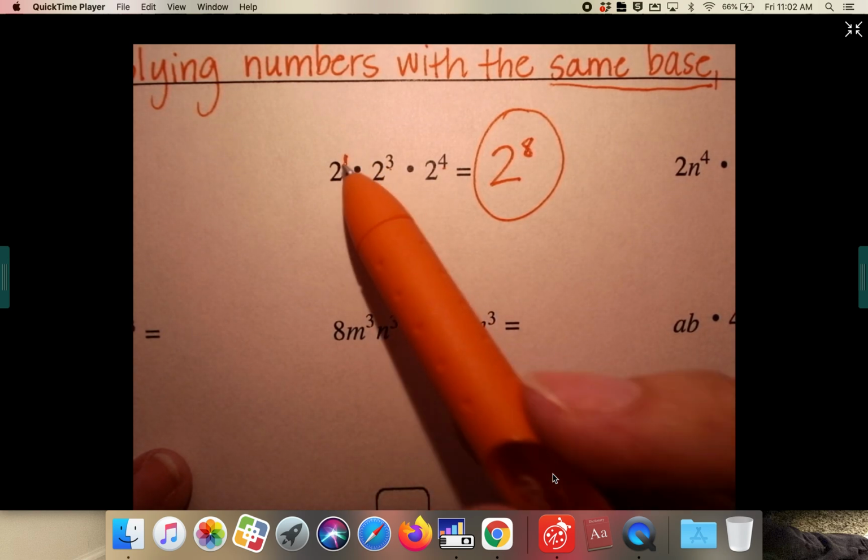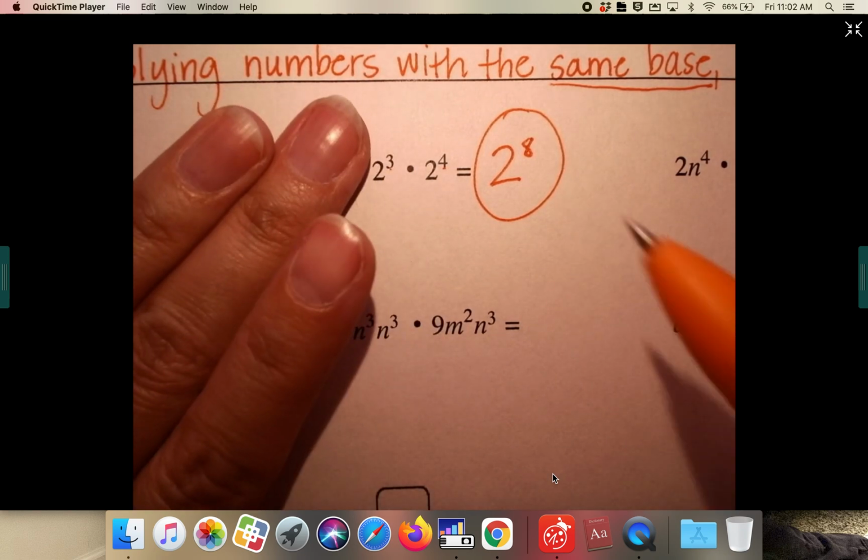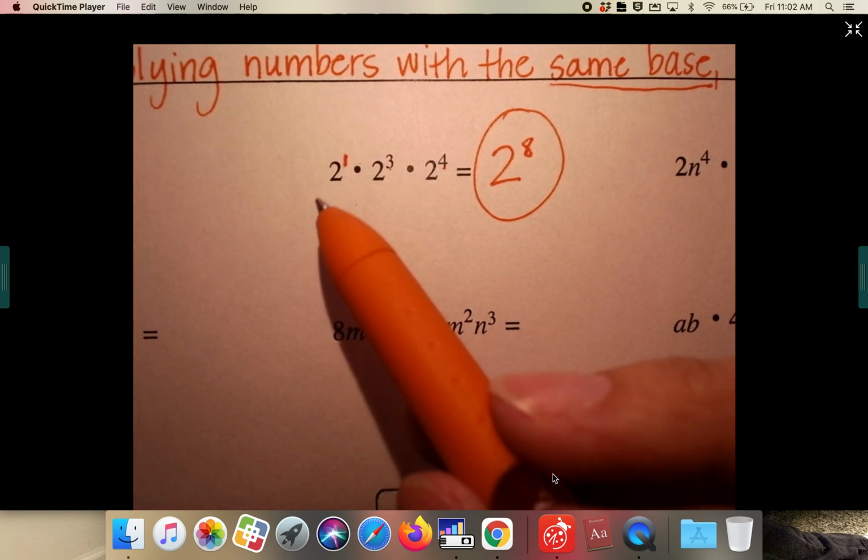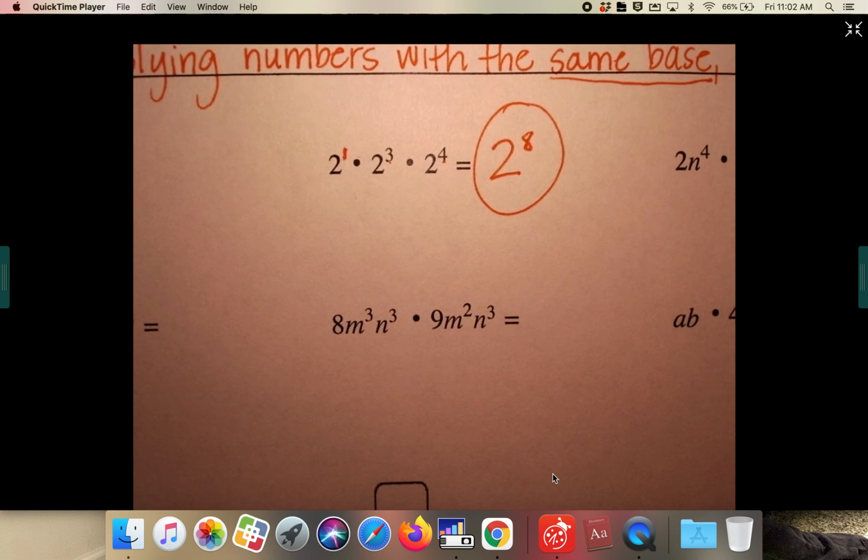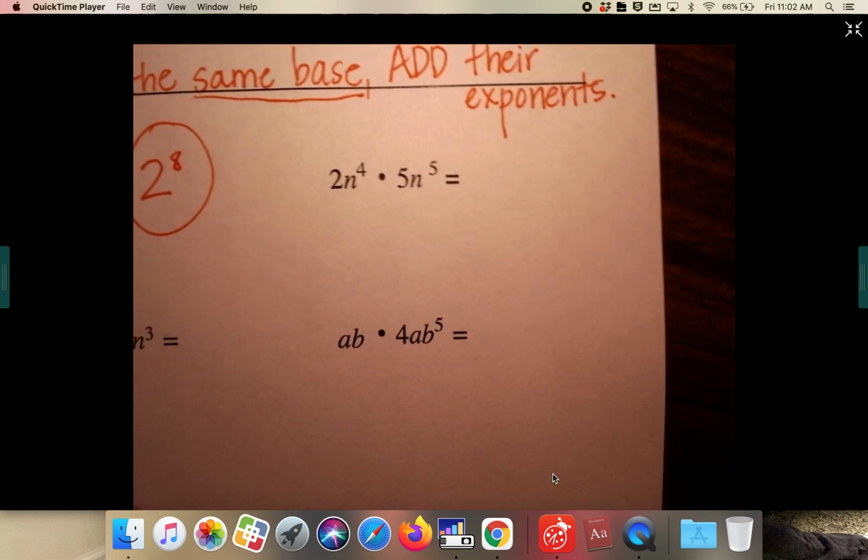Because if it was 0, if it didn't count, it wouldn't even be there at all. It would just look like this. But it's there, so there's 1 of them there. Okay, the next ones we need to do together.